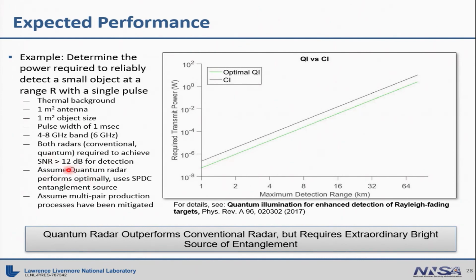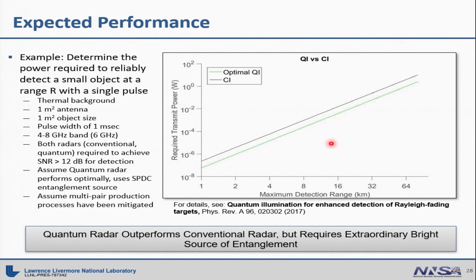And I'm going to assume that the quantum radar is able to perform optimally, uses a source of entangled light, and that you can turn the power up to this source arbitrarily high levels without having to worry about the entanglement property disappearing. So in these sorts of cases, this is the amount of power you would have to transmit as a function of the range where the target is actually at. In black is the amount of power you need for a classical radar, and in green is the performance you would get from a quantum radar.